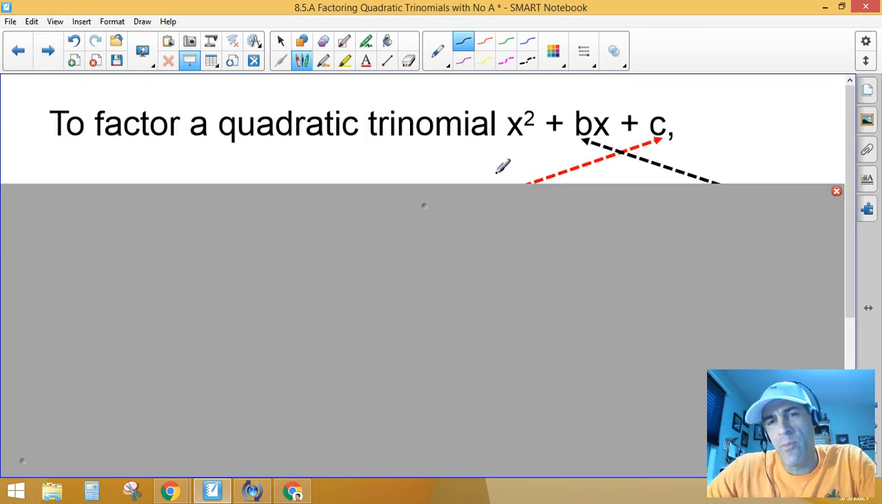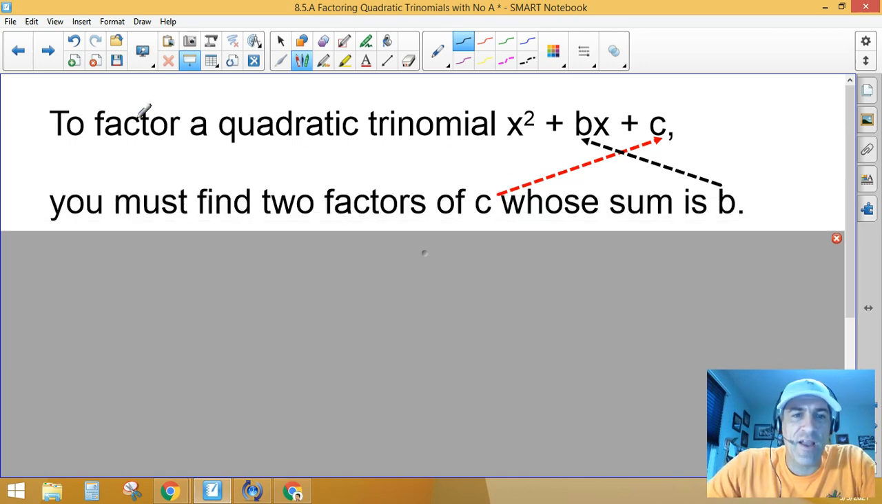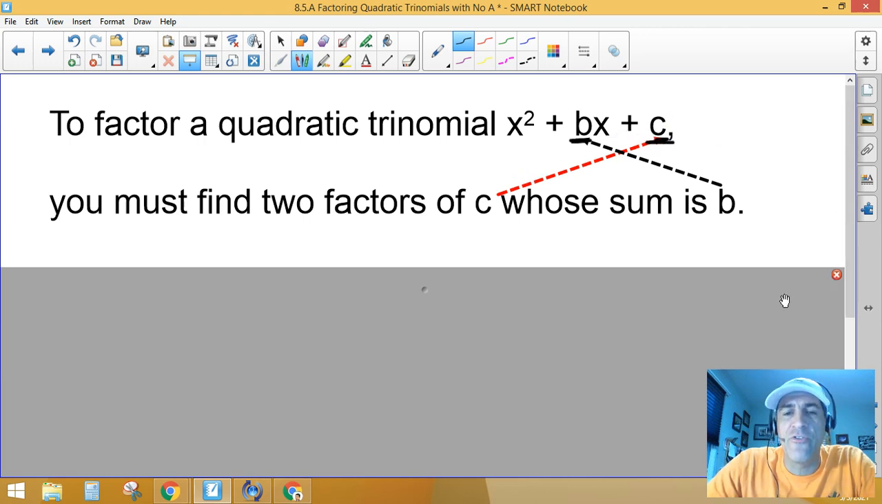So here's a brief explanation. I know there's arrows shooting everywhere. To factor a quadratic trinomial, x squared plus bx plus c, you must find two factors of c whose sum is b. They have to add up to the b term, but they multiply to get the c term.